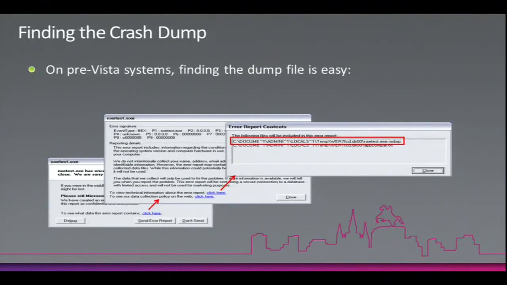The first step in crash dump analysis is finding the crash dump file. Whenever a process crashes in Windows, a crash dump file is generated. In other words, a dump is taken of the process address space. On pre-Vista systems, finding the dump was very easy. You just go into the dialog where we say we're sorry that we had a crash, we're sorry that you're inconvenienced. You click on the click here for information, then click on the click here for more technical information, and it'll show you the path to the dump file. So before dismissing that dialog, go find the dump file, and then you know where it is.